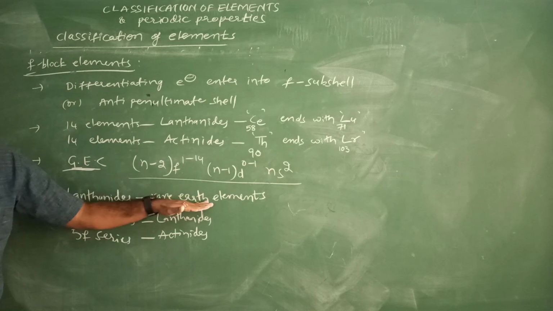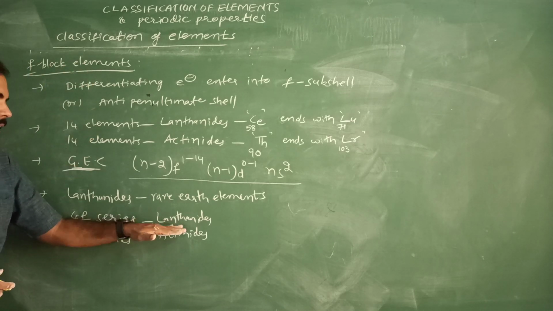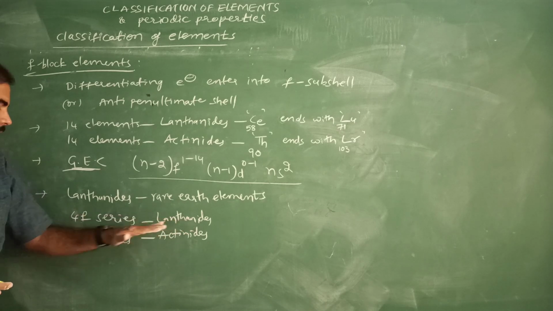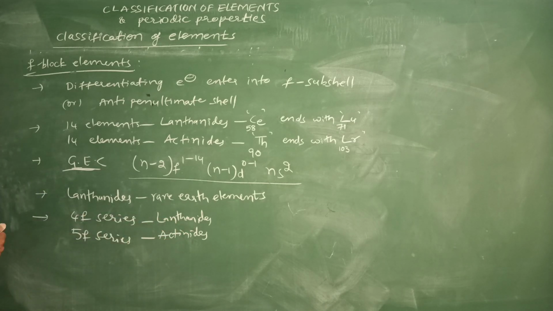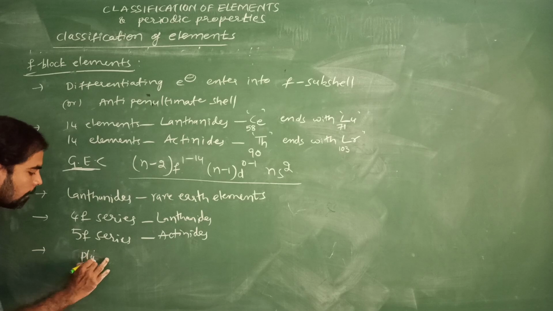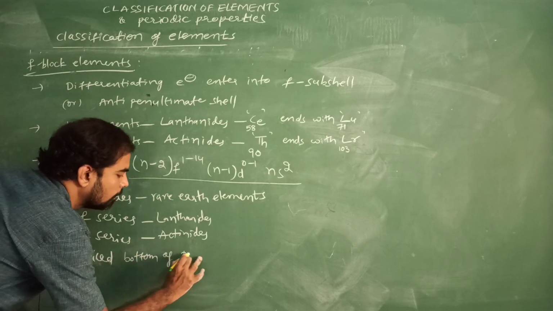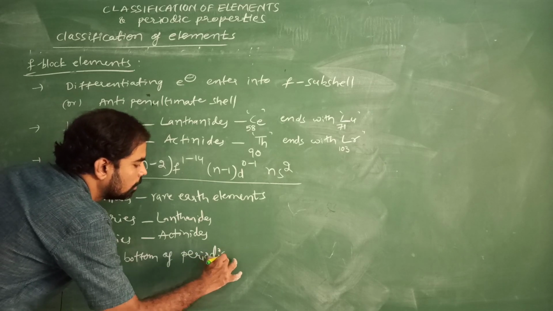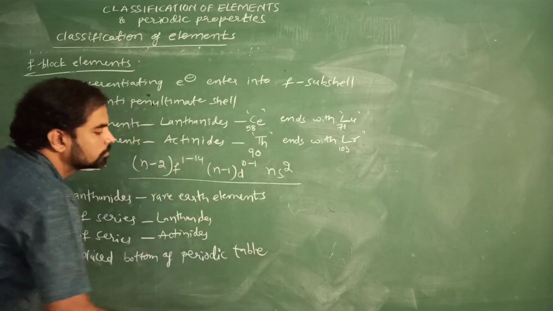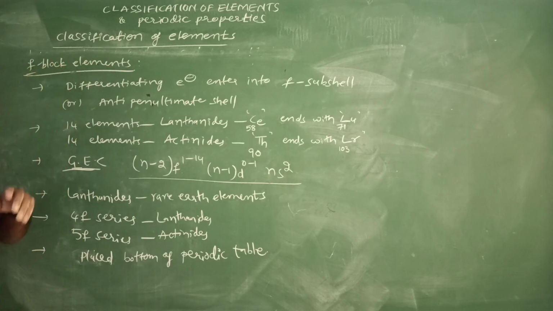And the lanthanides are called rare earth elements, whereas the F block elements are again classified as the 4f series and 5f series, lanthanides and actinides. The 4f series is called lanthanides and the 5f series is called actinides. These lanthanides and actinides are placed at the bottom of the periodic table. Okay, these are the classifications of the F block elements.